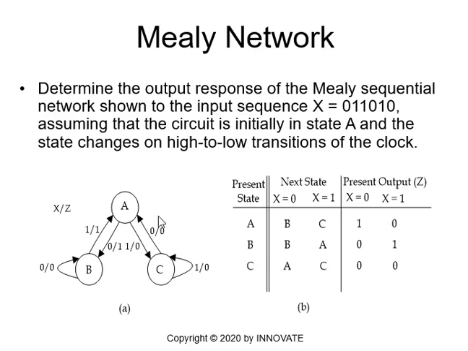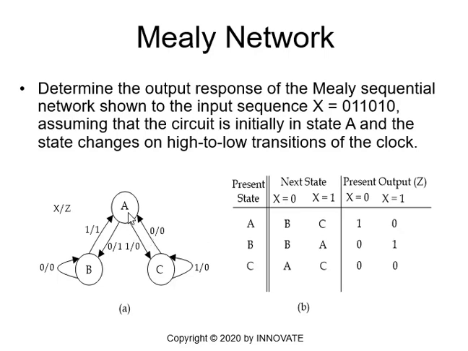Now from the state graph we have 3 states, A, B, and C. If I am in state A, the next state will be B if x is 0, or C if x is 1. And the output depends on x as well as the state. So the present output will be 1 when x is 0 and 0 when x is 1.